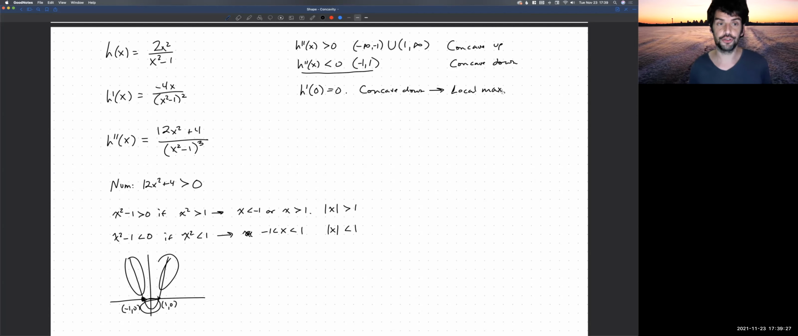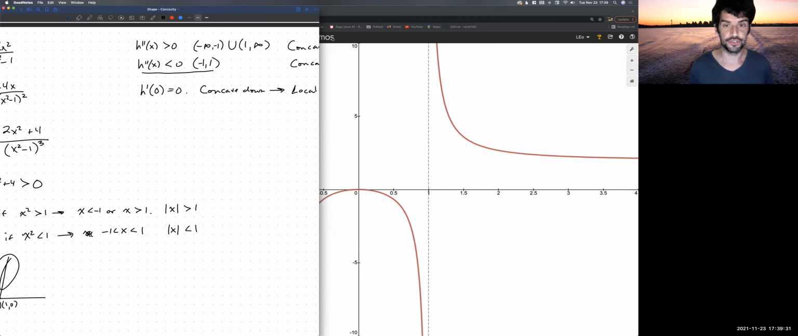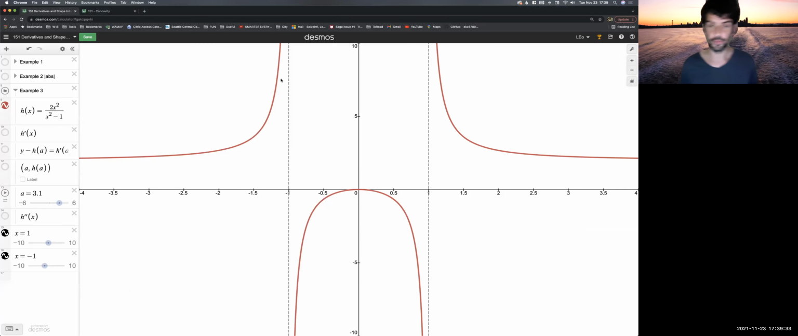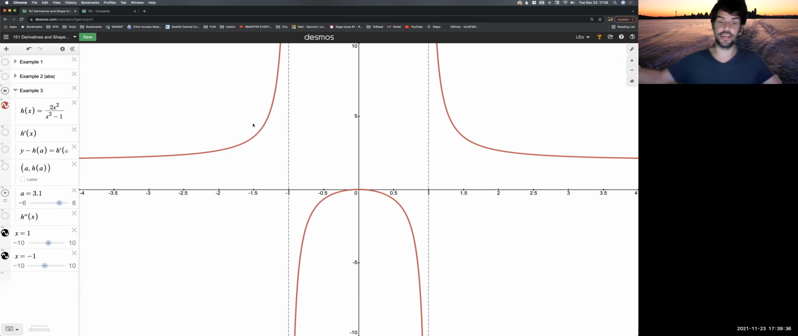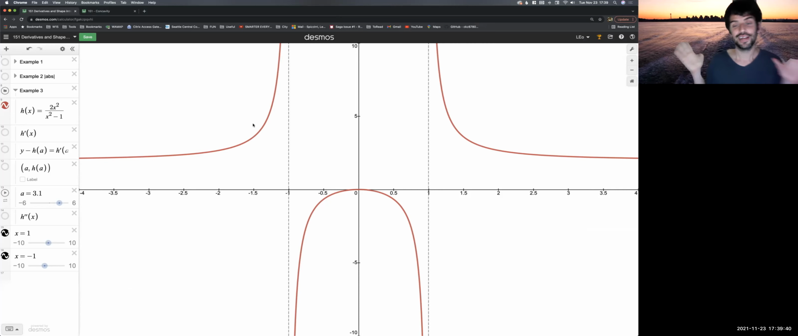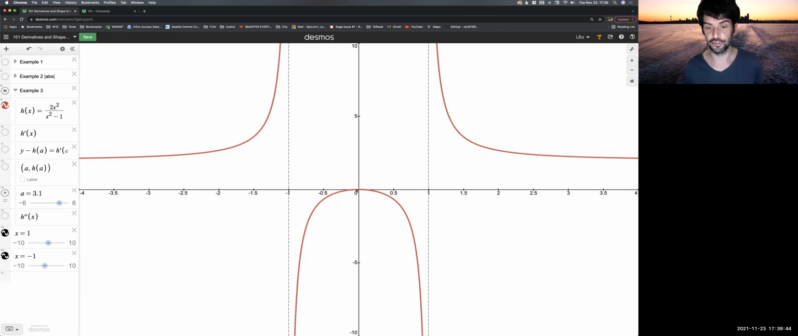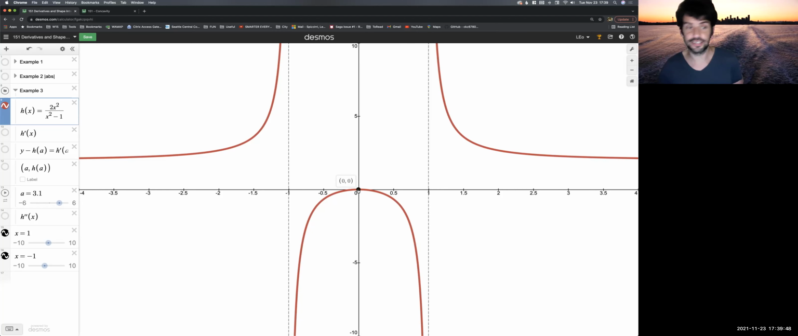So let's finish by going back to that graph, noticing that, remember we said when we're outside of negative 1 to 1, we're concave up, which is what we see in our picture here. And between negative 1 and 1, we see this concave down with this local maximum right at 0. Okay, that's it for this one.